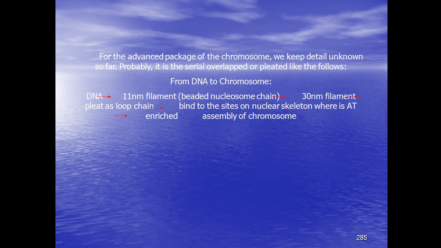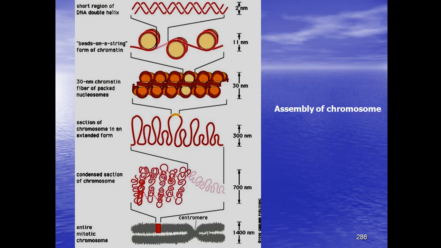It has been in 11 nm filament beaded nucleosome chain. It folds into 30 nm filament, pleat or loop chain, then binds to the site on the nuclear skeleton where adenine and thymine attaches, enriched, and then assembly of chromosome takes place. This probably gives you the information.